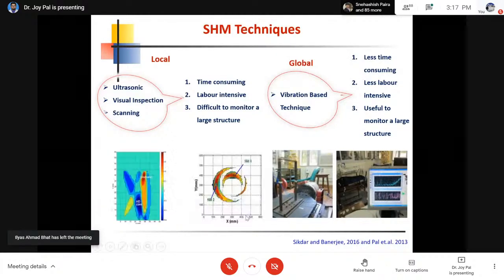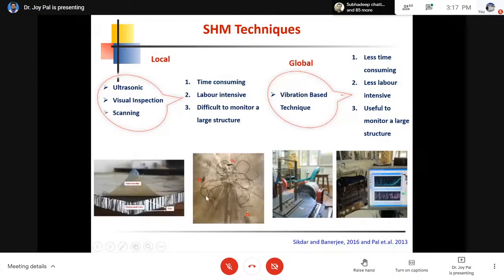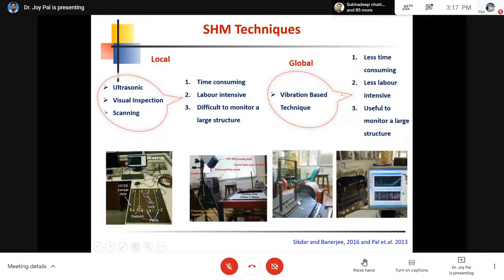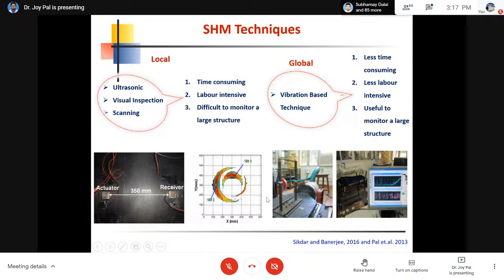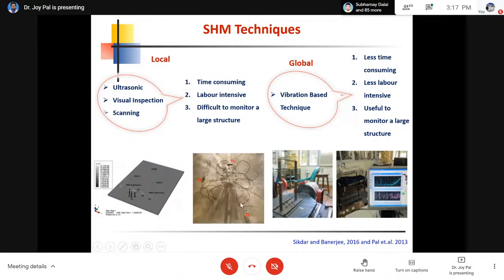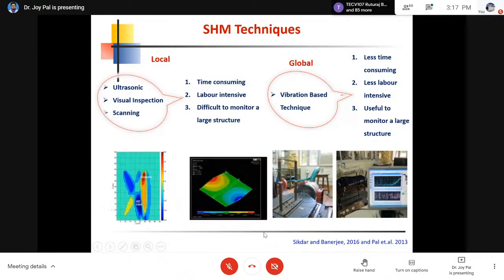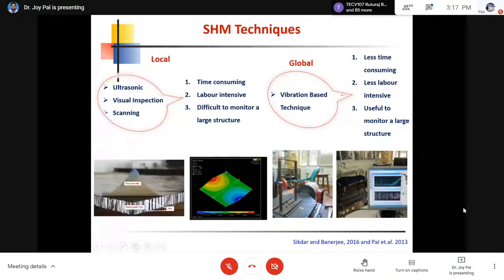And these figures you can see here, these are the studies which have been carried out in the structural health monitoring and retrofit lab at IIT Bombay.